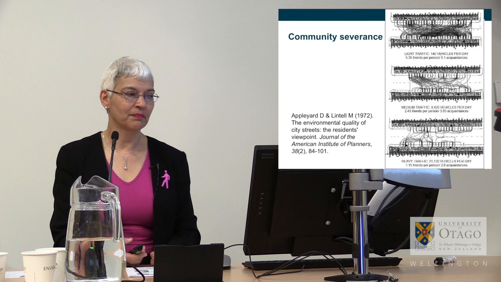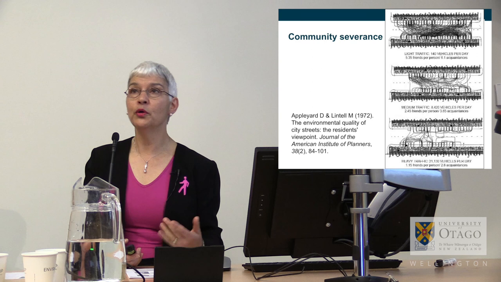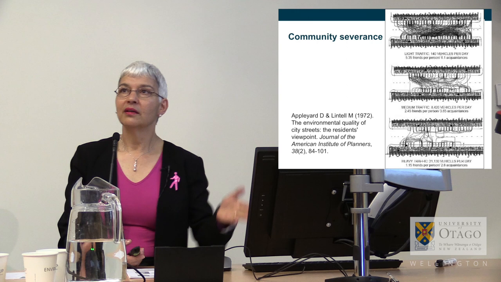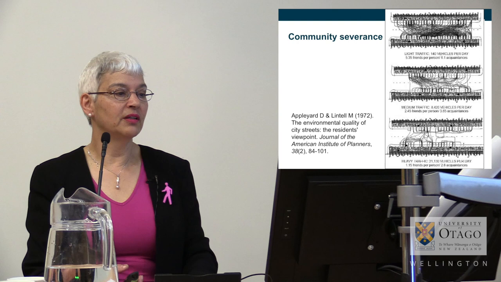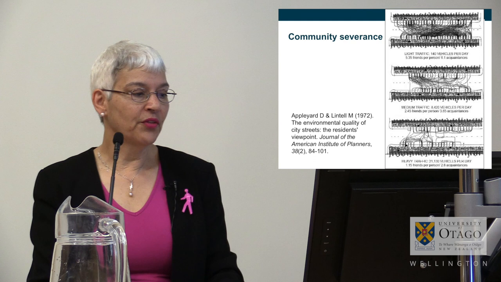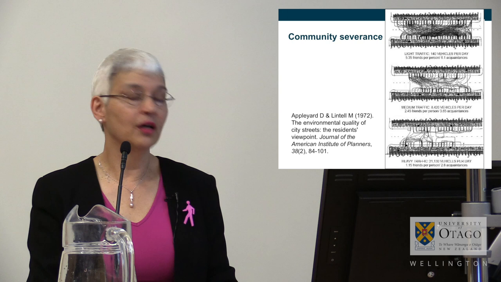And they gave people maps of their street and said, where do you know people? Who do you know? Who's a friend? Who's an acquaintance? And these lines represent the friendships and the acquaintanceships of the residents. On average, there were nearly 5.5 friends per person and over 6 acquaintances per person in the light traffic street, whereas on the heavy traffic street, there was just over 1 friend per person and fewer than 3 acquaintances, with the medium traffic being in between.